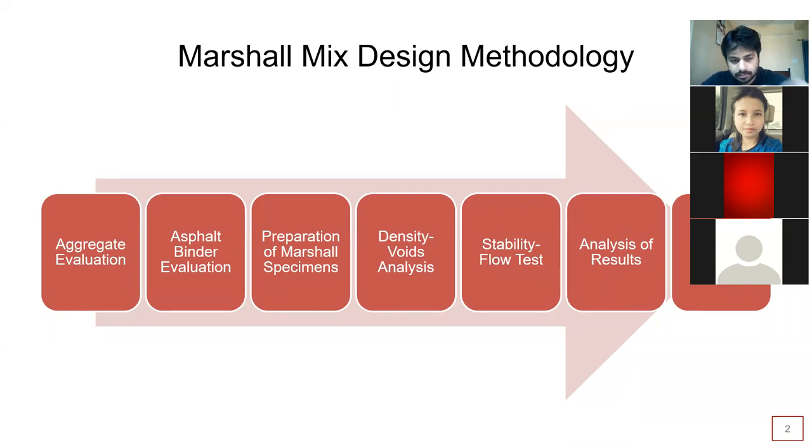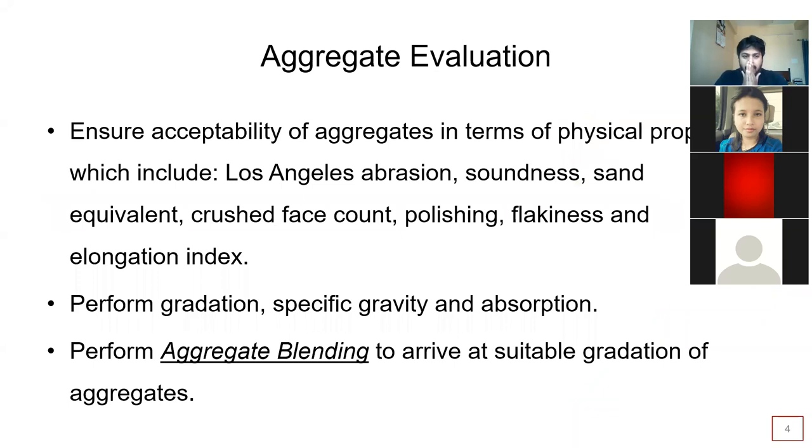Then third, we'll go for Marshall specimens: how to prepare them, how to do density and void analysis, how the stability and flow test is done, and how to analyze the results. And the last one is OBC, that is optimum binder content, and how it is found out. All right, so let's start with the first one, aggregate evaluation.